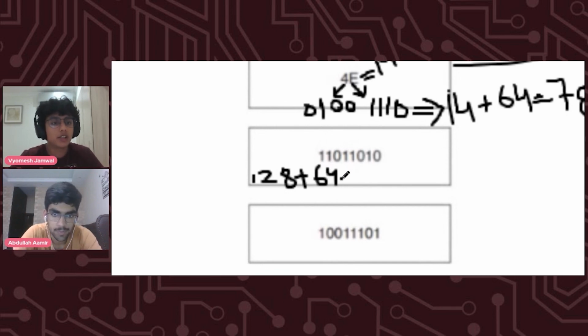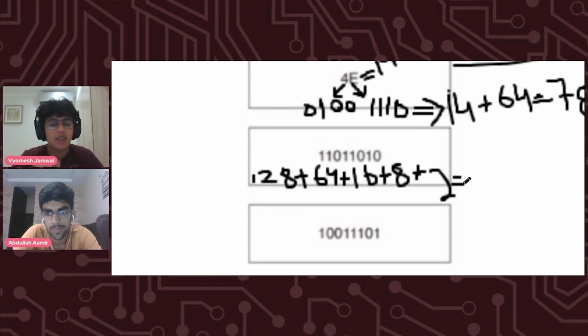The third digit from the left is 0, so we're not going to count that. That's 32 gone. And now we have 16. That's a 1, right? Then the fifth digit is also 1, so plus 8. Then the seventh digit is 1, which is 2, and that would give us the values. And then after that, we have to sum it up.